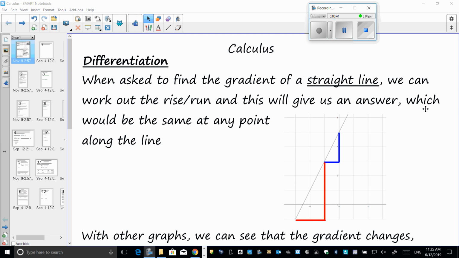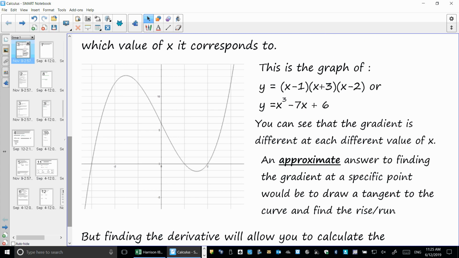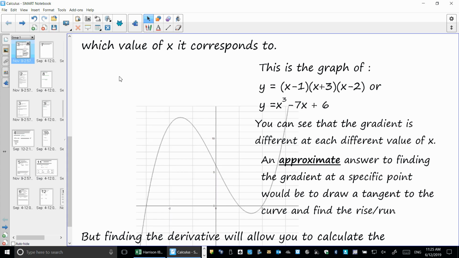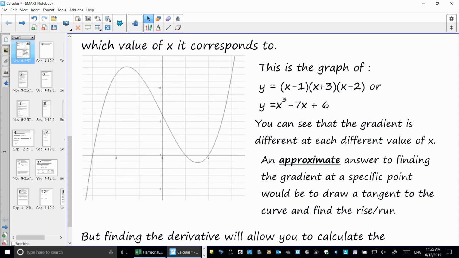Start again. If we're asked to find the gradient of a straight line, we know it's the same, yes? We just find 2 points, rise and run, lovely job. It's going to be the same all the time. If we're asked to find the gradient of curves, they have to be more specific. They have to say, find the gradient at this point, at this point, at this point, okay? Because it changes all the time. Makes sense?